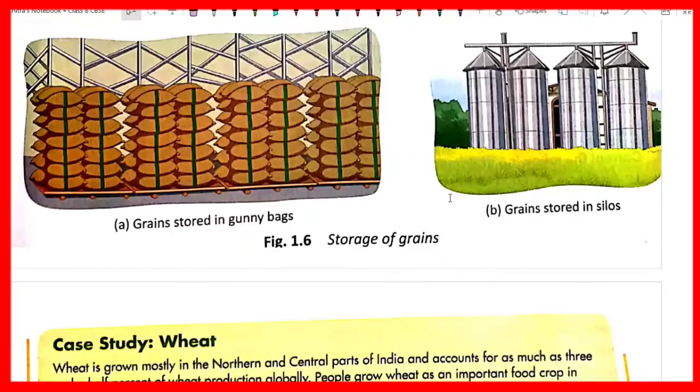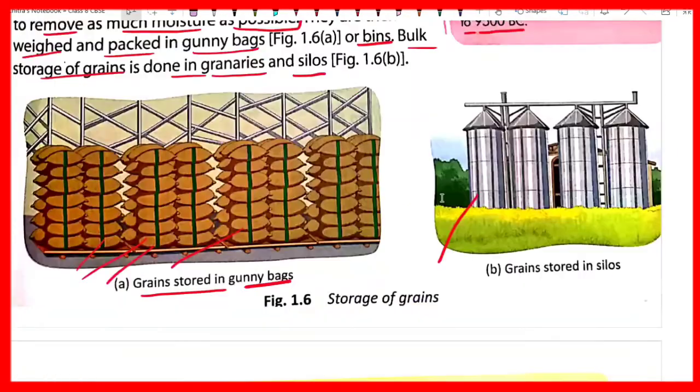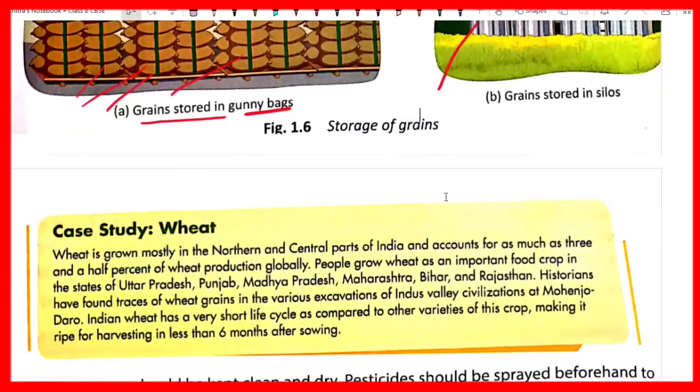So see here, this is the granary where grains are being stored. In the diagram, you can see grains stored in gunny bags. So these are the gunny bags. They are packed into the bags called gunny bags. And here we have the silos. These are the silos where grains are being stored. So this is the way storage of grain is done.